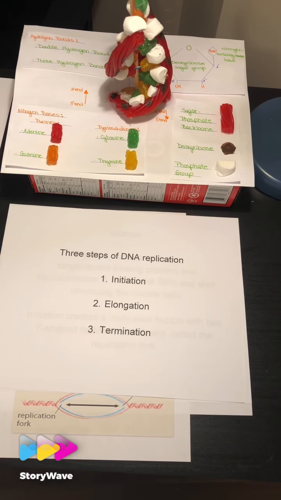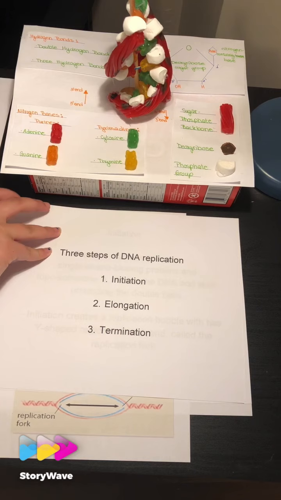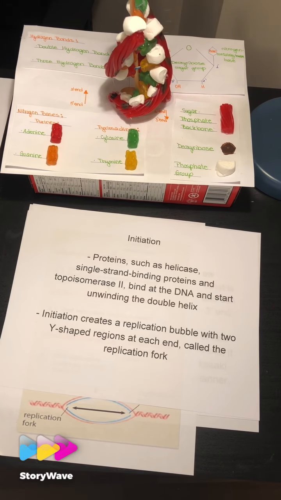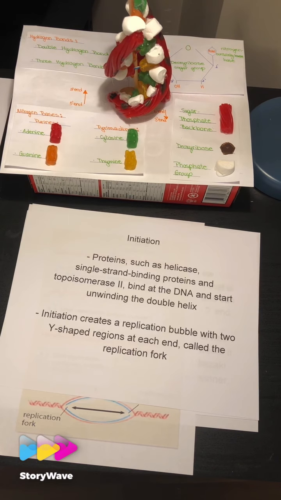Since we talked about each step of DNA replication and we have an idea about what happens in each one of them, let's dig deeper and see what happens in every single step. So in initiation, the replication starts at a specific nucleotide sequence called the origin of replication. And that's where initiator proteins bind to the DNA and begin the process of unwinding the double helix.